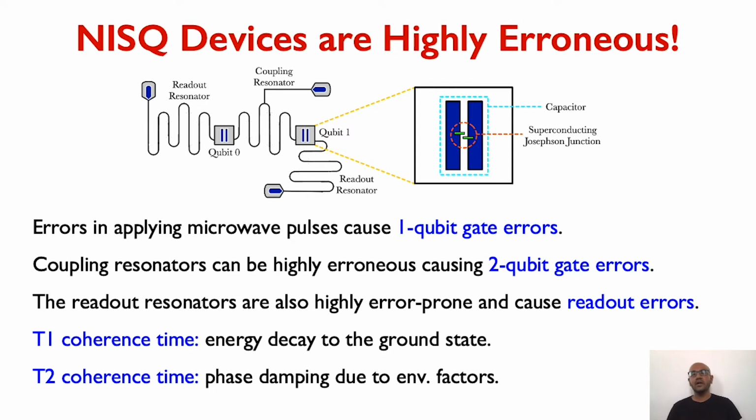But the noisy in NISQ refers to the fact that these devices can be highly erroneous. For example, there can be errors in applying the microwave pulses for the control and coupling resonators, which can cause 1 and 2 qubit gate errors. There can also be errors in reading out the state of the qubit, and the qubit state can be misclassified, and these can cause readout errors.